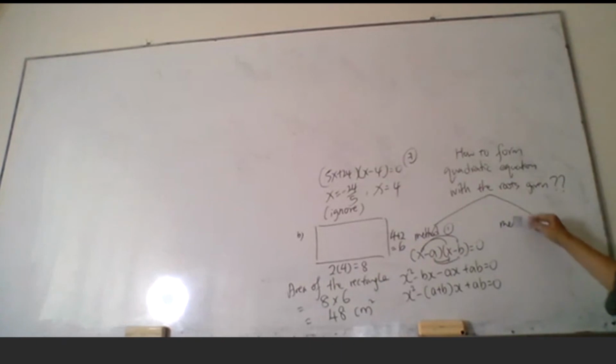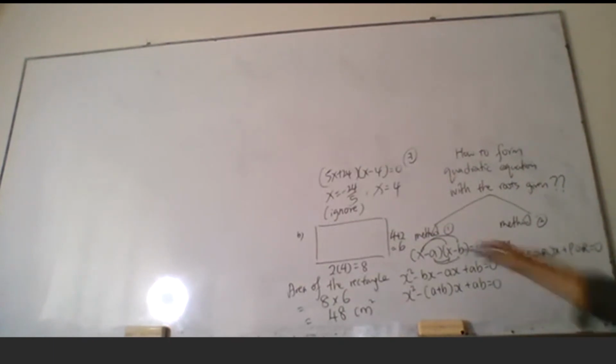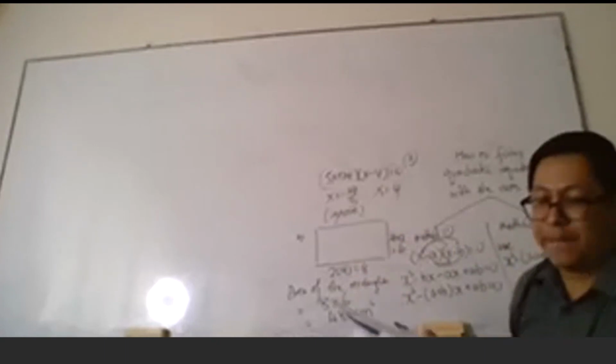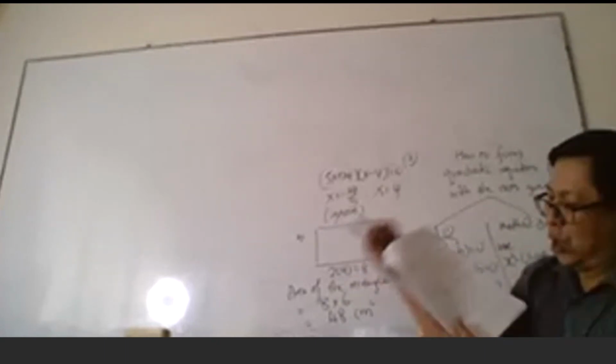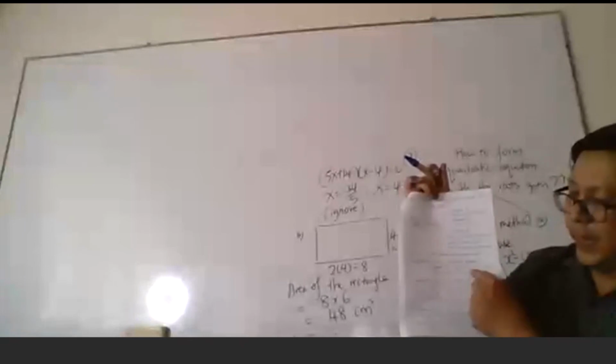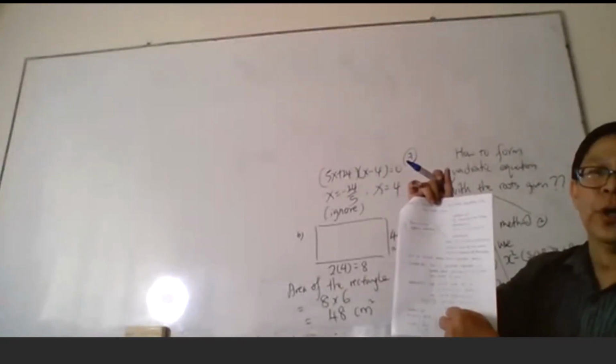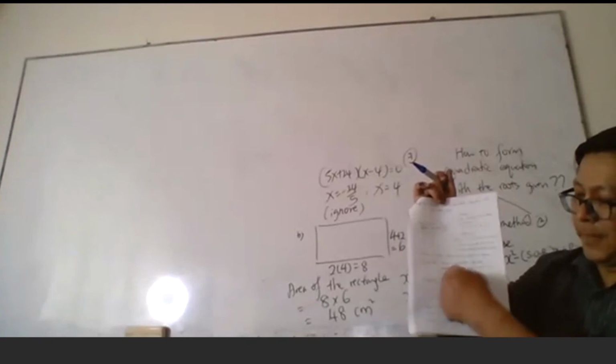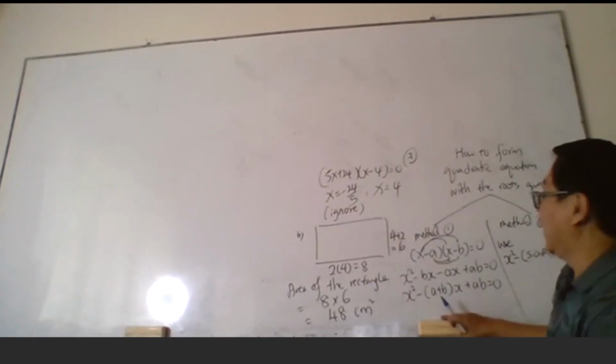And the second method is very popular, used in the school. So we use x squared minus sum of the roots x plus product of the roots. Okay, so this is the common method we are using in the school. Okay, let's go through example number 8. For this example number 8, I will show you both methods, method 1 and method 2. Okay, please have a look.